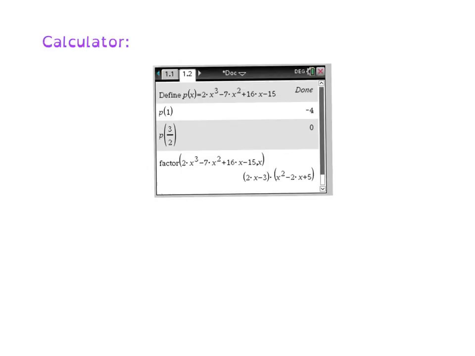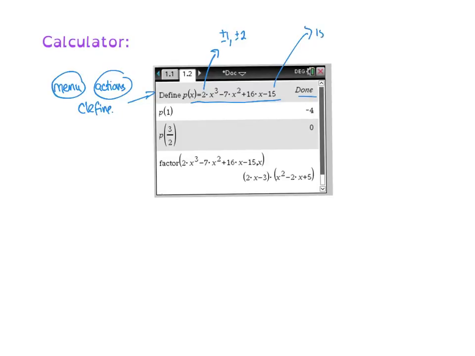So a couple of possible ways we could do it is, to save time, you could define the function. So you remember menu, actions, and define, and you pop in your polynomial, which I've done, and press enter, and you get done. So then I could try a few of the factors. This is the same example as before. So we've got factors of 2, which is that, and then factors of the 15, etc.